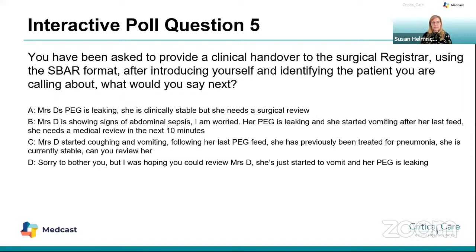Giving them the specific information, so the fact that Mrs. D's PEG is leaking and that she started vomiting after her last feed, gives them the data that they need. And then giving them a time frame. So what is our expectation? We really need her to be reviewed at this stage. So that's some good responses there.